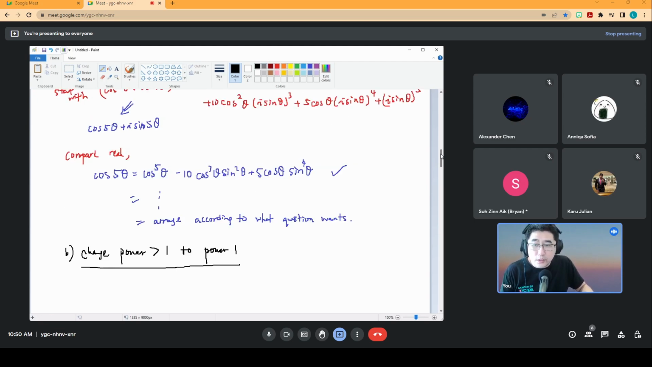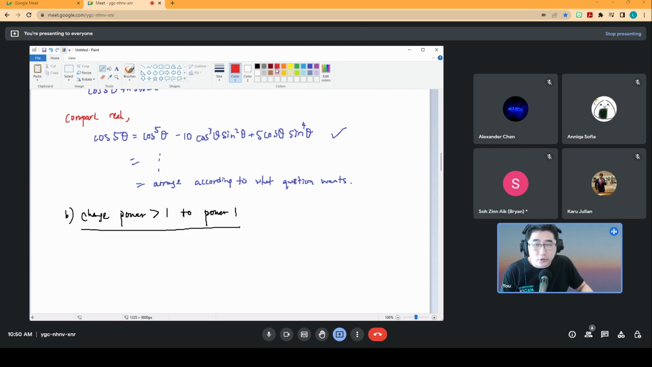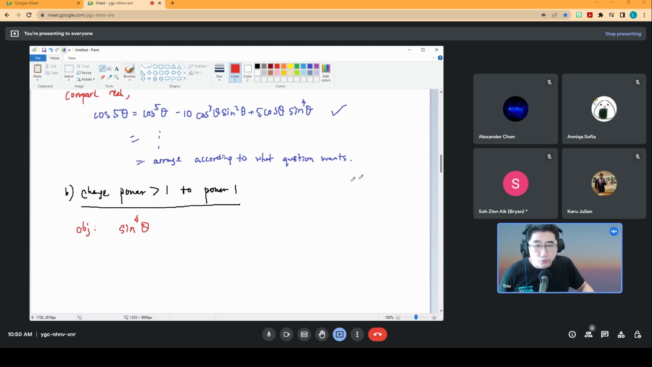Just like above, you want sine or cos? Sine. Okay, sine theta, what power do you want? Not too big? 4. Okay, so that's my objective. Here, I want to deal with sine theta power 4. I want to reduce the power 4 into power 1.